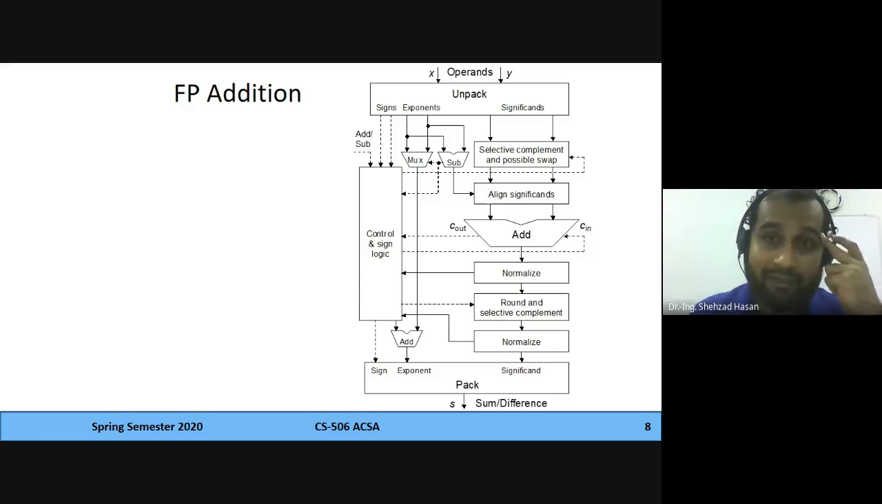I'm going to join at 7:40, and we are going to continue with this floating point addition hardware. What are the processes involved over here? Okay, I'm going to stop over here. Let's come back at 7:40.